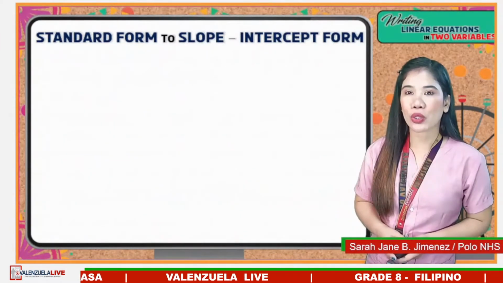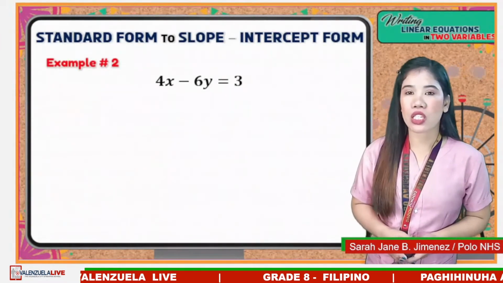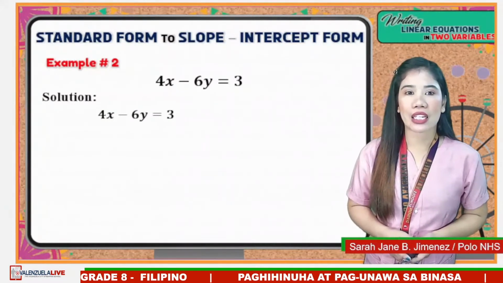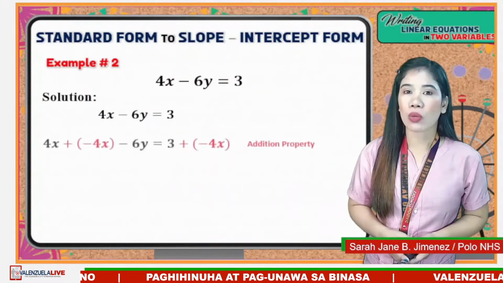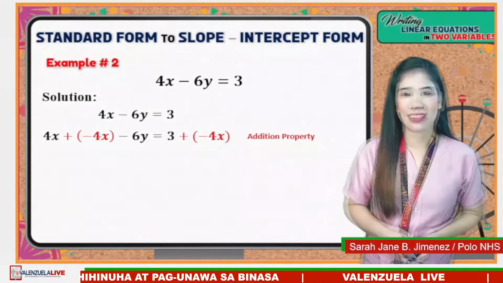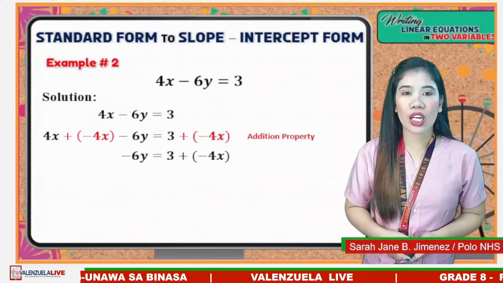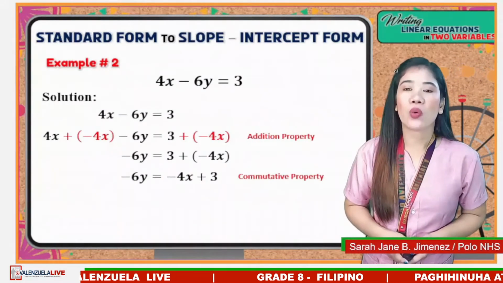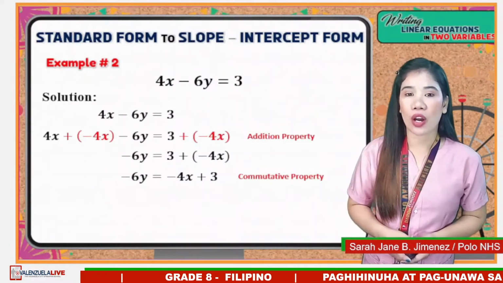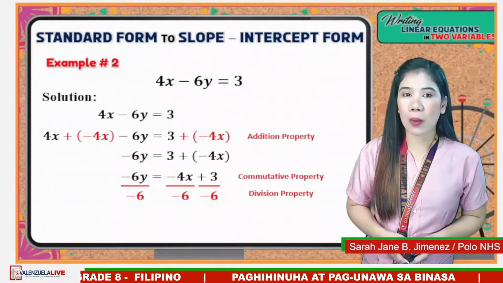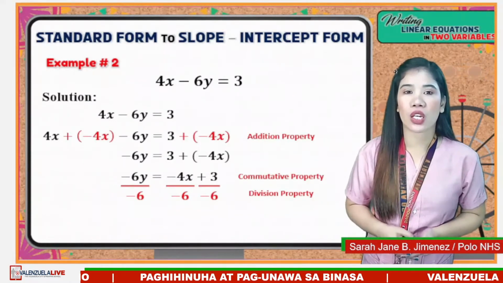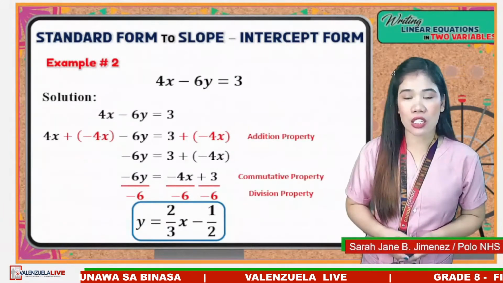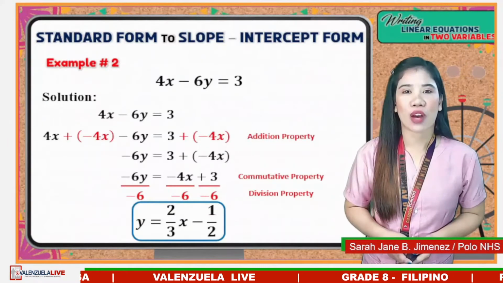For example number 2, let us write 4x minus 6y equals 3 into slope-intercept form. We need to eliminate 4x by adding negative 4x to both sides, and this is where we apply addition property of equality. Simplifying, we have negative 6y equals 3 plus negative 4x. Arranging the right side using commutative property, we have negative 6y equals negative 4x plus 3. Then use the division property and divide all the terms of both sides of the equation by negative 6. Therefore, the slope-intercept form of the given equation is y equals 2 over 3x minus 1 half.